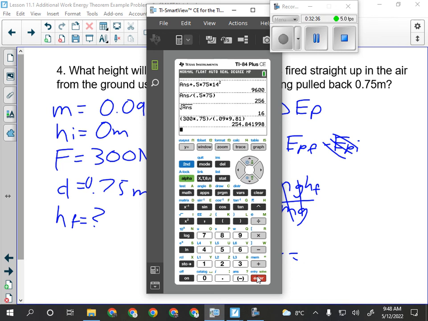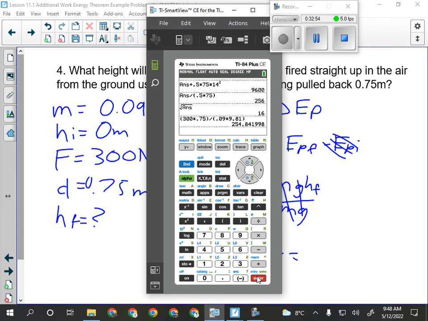Say, like on the exam, if you don't round, does that matter? You know what? On an exam, if you wrote 254.84199.8, I would be totally okay with that. Okay, we're not going to worry about significant digits in Science 10. Okay.